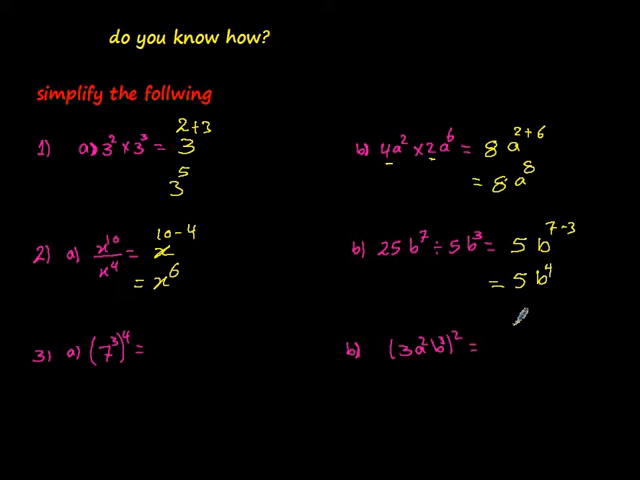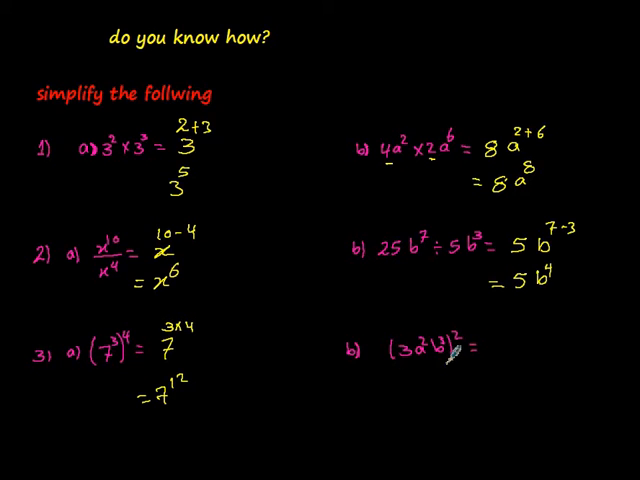Question number 3 is when you are given a power raised to another power. Here, guys, we are given 7 to power 3, all is raised to power 4. And all you need to do is to keep the base without any change and then multiply the 2 powers. So it will be 3 times 4, and this will be 7 to the power of 12.